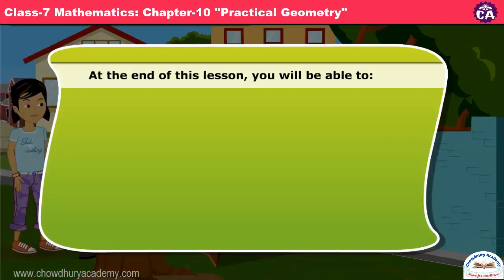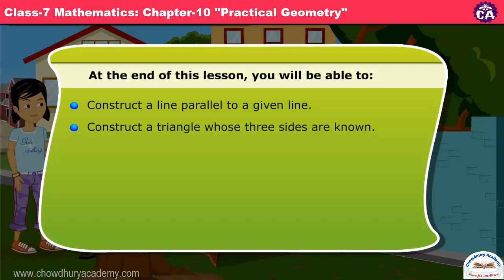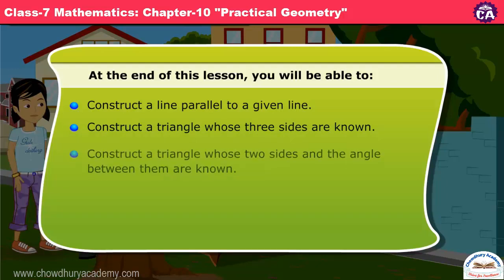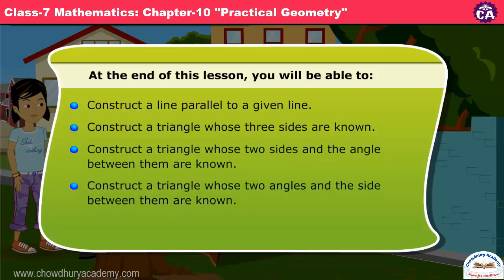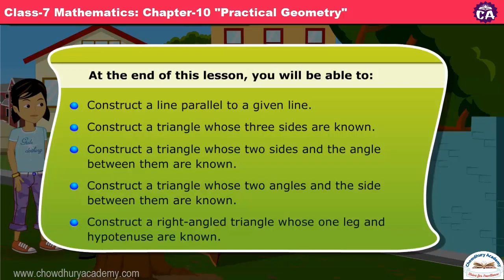At the end of this lesson, you'll be able to construct a line parallel to a given line, construct a triangle whose three sides are known, construct a triangle whose two sides and the angle between them are known, construct a triangle whose two angles and the side between them are known, construct a right-angled triangle whose one leg and hypotenuse are known.